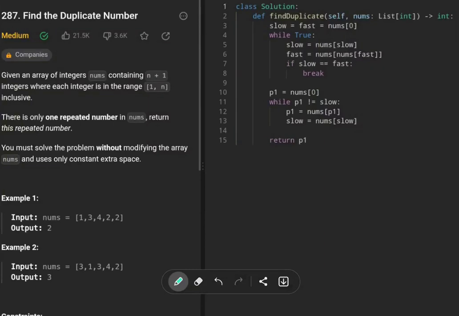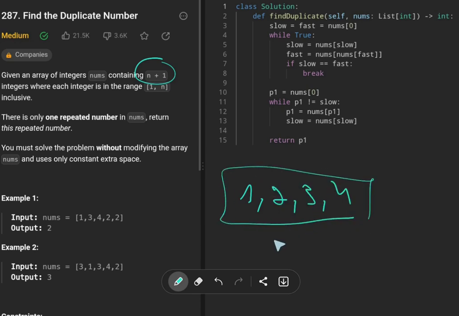Leetcode 287, find the duplicate number. Given a list of numbers up to n plus 1, from 1 to n, it has n plus 1 numbers, right? So if we have 4 numbers, we have 1, 2, 3, 4. But the issue is that they are not sorted, and also one of the numbers repeats. So we could get 4, 2, 2, and 1. And as you see, one of the numbers repeats.